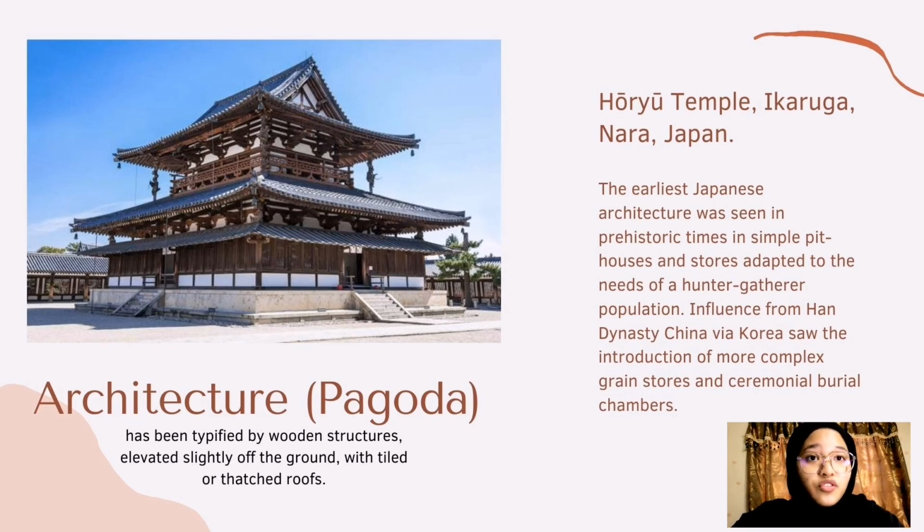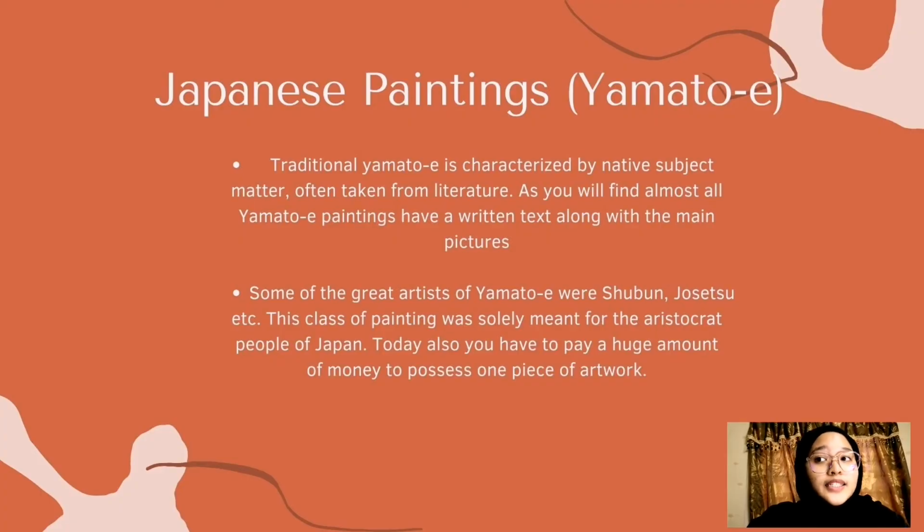Lastly, traditional Japanese painting, or Yamato-e, is characterized by native subject matter, often taken from literature. As you will find, almost all Yamato-e paintings have a written text along with the main pictures. Japanese painting is one of the oldest and most highly refined of the Japanese visual arts, encompassing a wide variety of genres and styles.